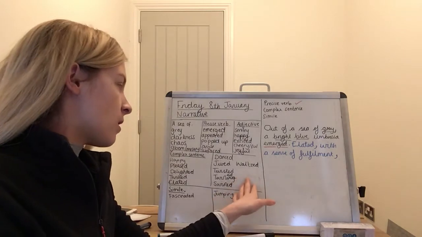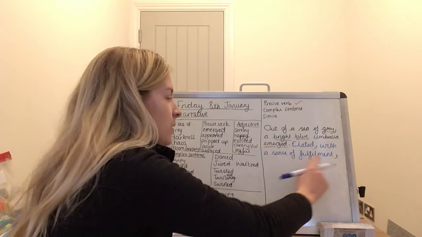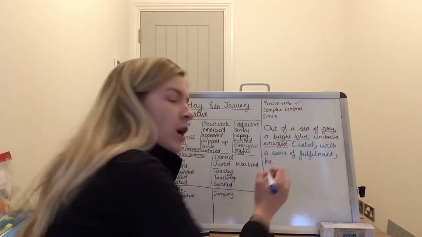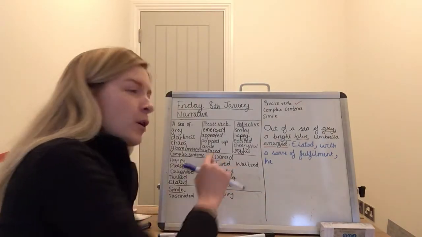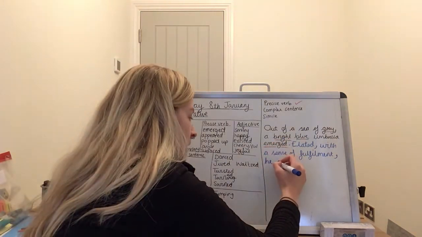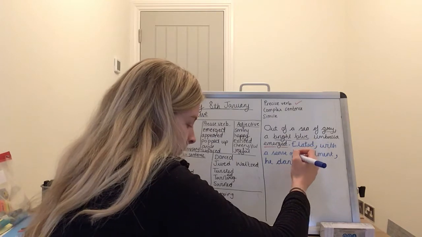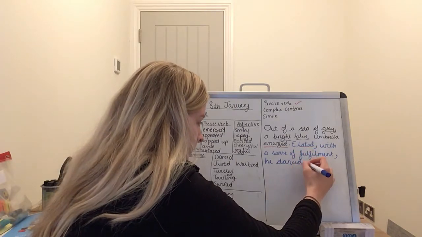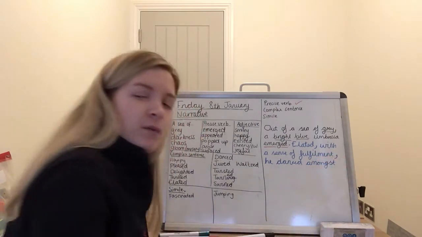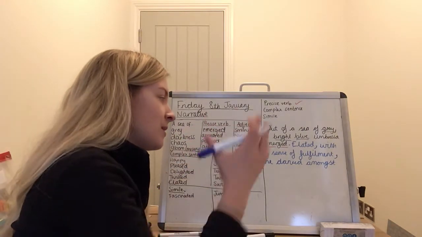Here comes our verb. Elated, comma, with a sense of fulfillment, comma. We're describing what he's doing now. So I'm going to choose danced. You might choose another one. He danced amongst. Amongst is a funny word. He's with other things, he's in the midst of other things.